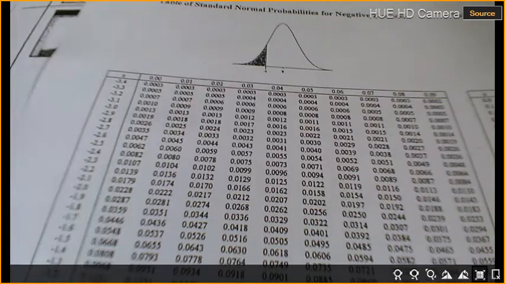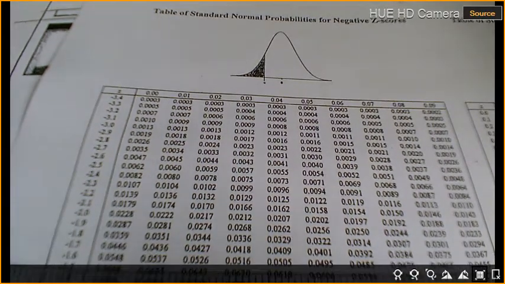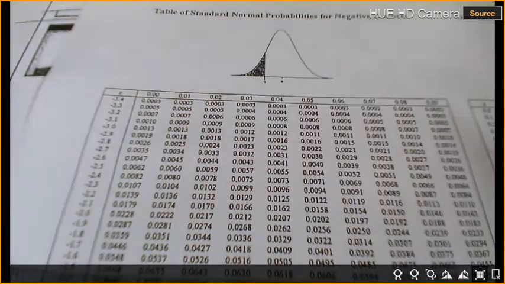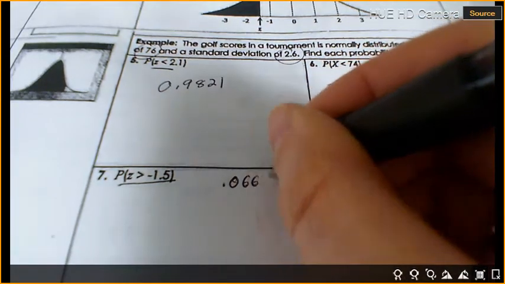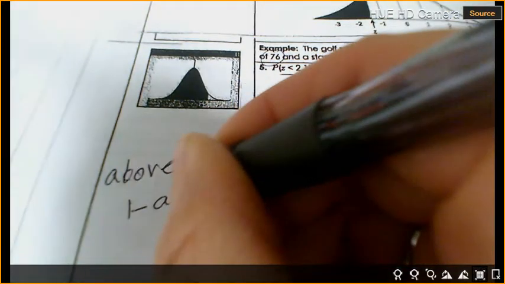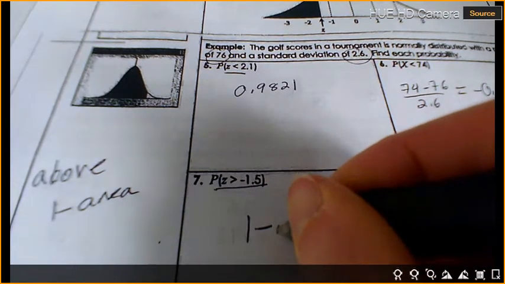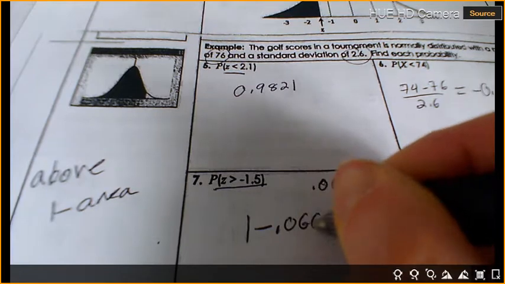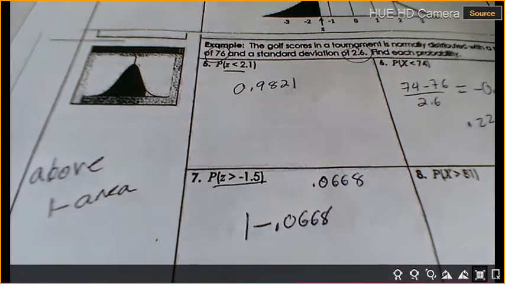I'm going to go to -1.5, and I get 0.0668. Because this is above, we have to go 1 minus that area. So I'm going to go 1 minus 0.0668 to get my probability. When it says Z is greater than, I have to go 1 minus it.